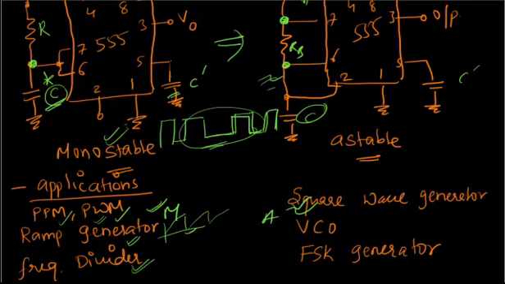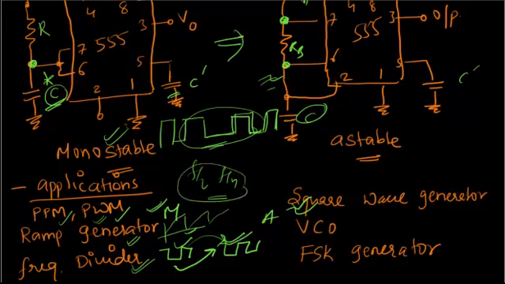Frequency divider circuit: see, what is the frequency here? The frequency is nothing but the trigger frequency, and the output is some other frequency. So the relation between trigger frequency and output frequency can be like f by 2, f by 4, anything. Trigger is the input, and pin 3 is the output. So you can use it as a frequency divider circuit by taking an appropriate relation.